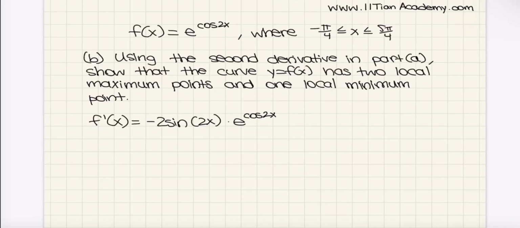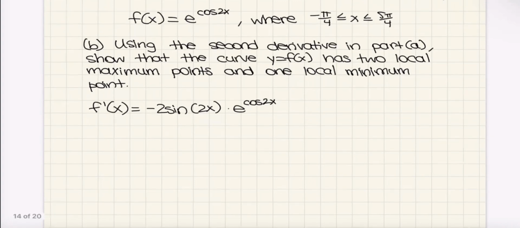Using the second derivative in part A, show that the curve y equals f of x has two local maximum points and one local minimum point. Okay, so for the second derivative here, we have to use the product rule in order to get it. So we're going to end up with the second derivative here.